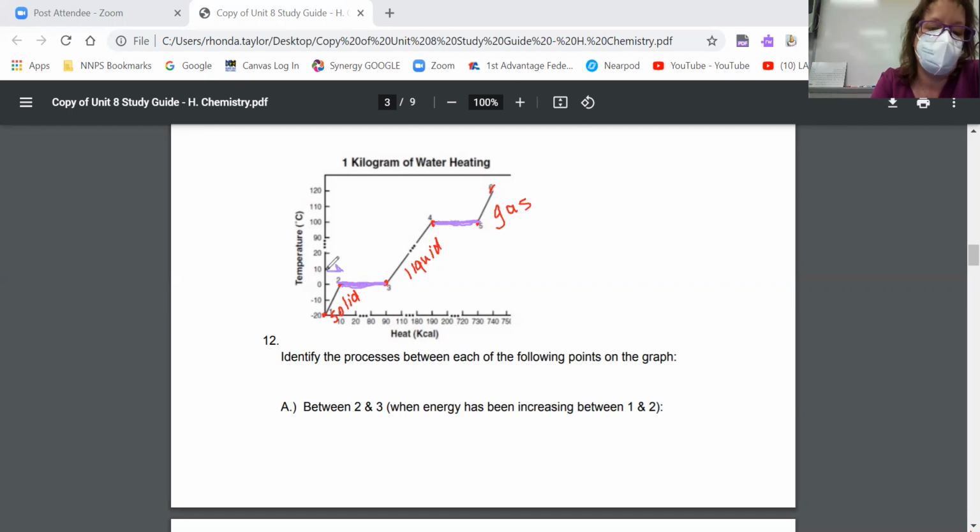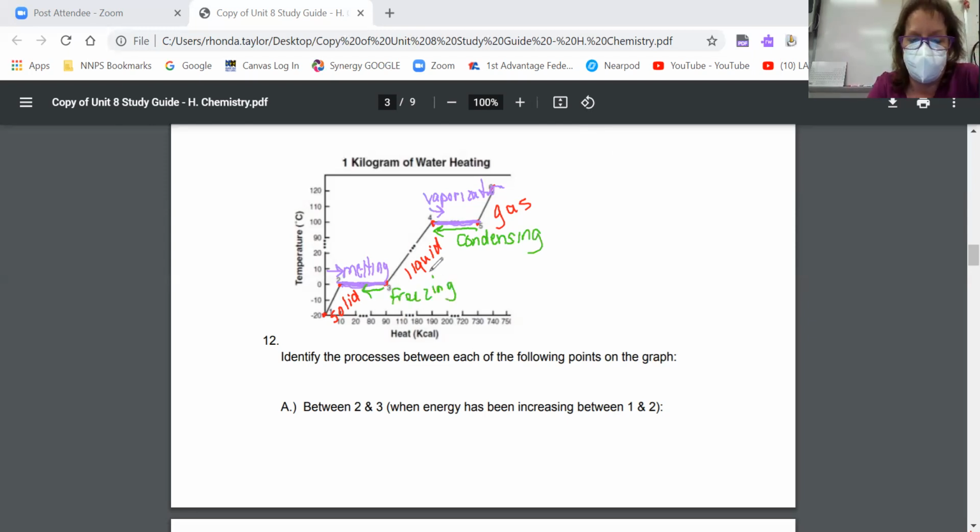So if you're moving this way, going from a solid to a liquid, you're melting. And up here, if you are going from a liquid to a gas, you're vaporizing, vaporization. Now we can look at this going the other direction. If we're going from a gas to a liquid, this is condensation, you're condensing. Or if you're going from a liquid to a solid, you're freezing. So it just depends on which direction you're going on the graph.